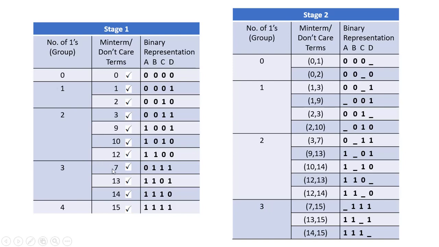Similarly 3 is compared with 7, then 9 is compared with 7, there is no one bit difference. So 9 is compared with 13, there is one bit difference, so we have taken this. In this way we will form the whole table. So this stage 2 table is formed, and we have ticked the stage 1 minterms which are used in forming these pairs.